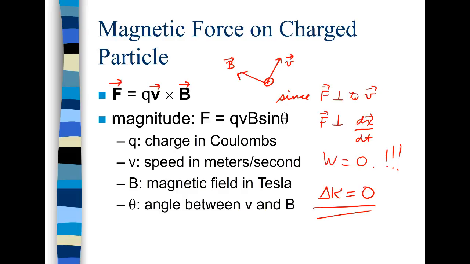So the magnitude of a cross product is qvB times the sine of the angle between the two vectors v and B. Okay, and in many of the cases it'll be 90 degrees, but not all. So q is the charge in coulombs, v is the speed in meters per second, B is the magnetic field measured in teslas, and theta is the angle between the velocity and magnetic field.